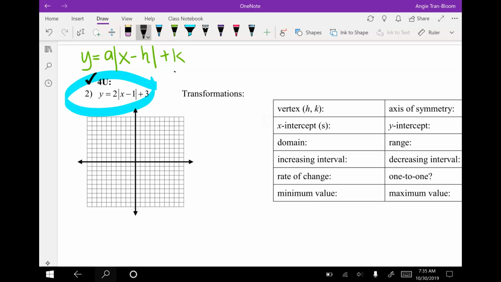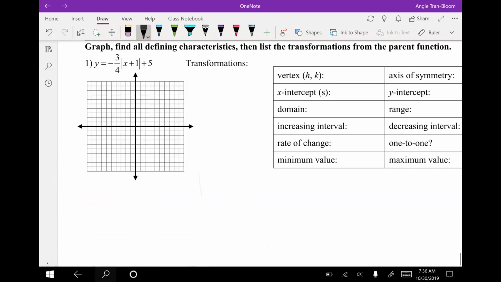Let's quickly state the a value. What's our a value? 2. What's our h value? Carefully, what's your h value? It's 1, okay? Remember, the minus h is already there, so the minus is already there. What's your k value? 3, okay? Now, a is positive, so that's only one transformation.